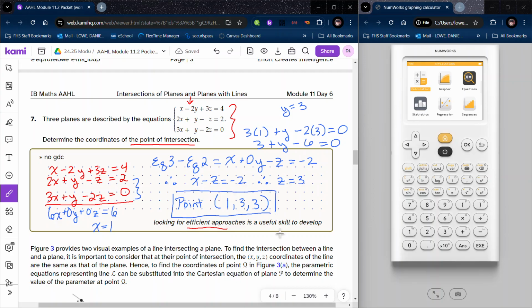So I can try solving by elimination. I can use other methods. This happens to be a non-calculator question, so I want to make sure that I can work through that. Okay, so the more practice you get, the more comfortable you're going to feel.